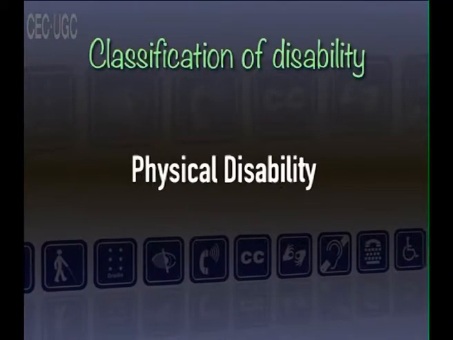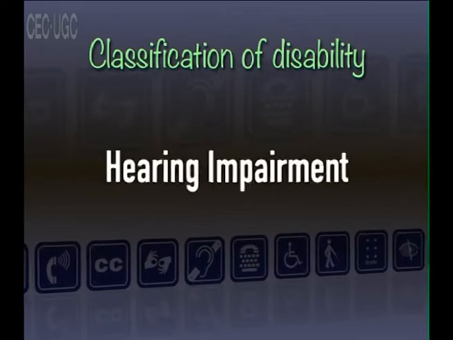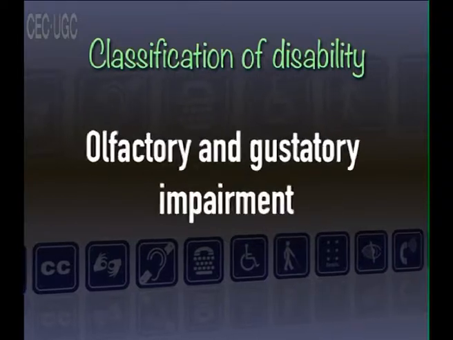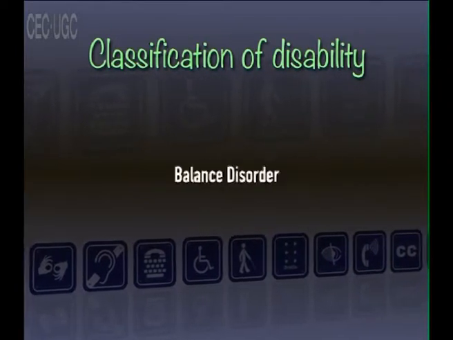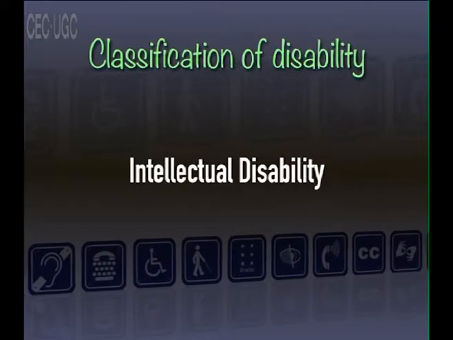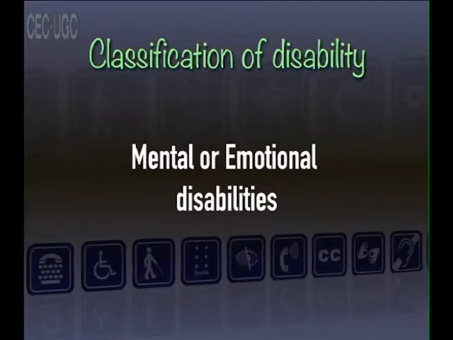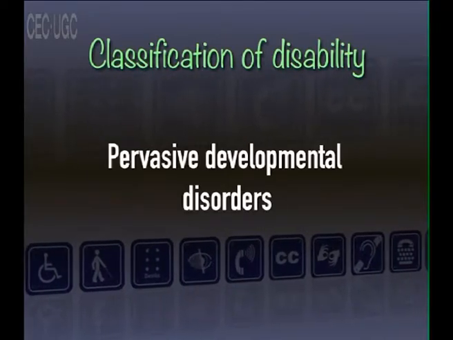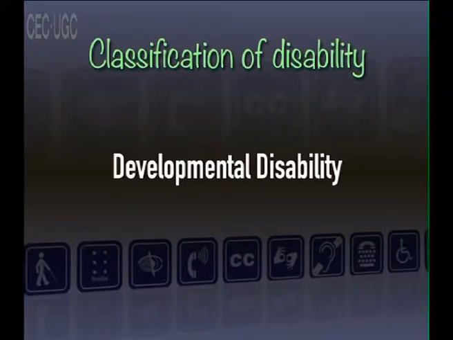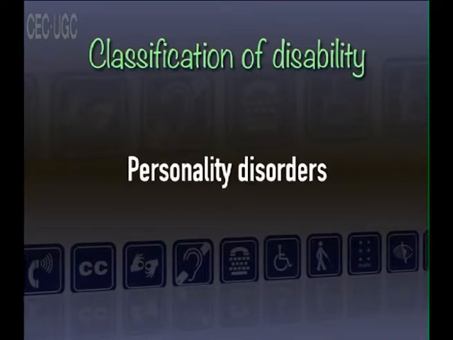On the basis of the above mentioned conditions, disabilities can be classified into the following types: physical disability, sensory disability, vision impairment, hearing impairment, olfactory and gustatory impairment, somatosensory impairment, balance disorder, intellectual disability, mental or emotional disabilities, pervasive developmental disorders, developmental disability, non-visible disabilities, behavioral disorders, adjustment problems, personality disorders, etc.